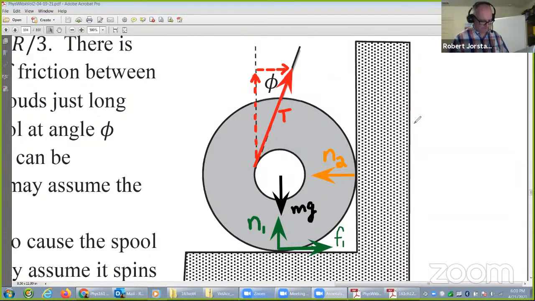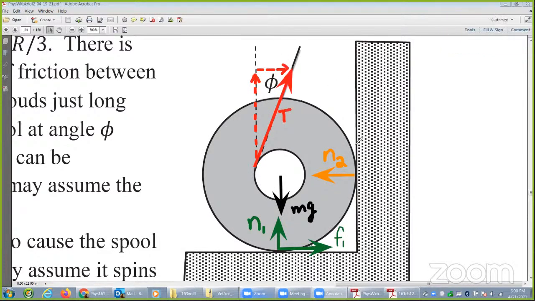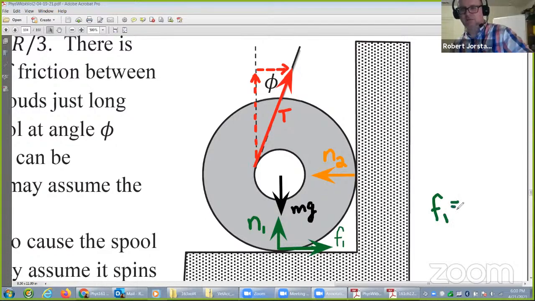What are we trying to do? Okay, what is the minimum tension required to make this thing spin? It says minimum tension to make it spin. What do you know? About to slip. That tells us F1 in this problem is equal to mu static times the normal force. All right, so that's cool. How would you attack this problem? I want to get the tension. What's a good point to choose as your pivot?